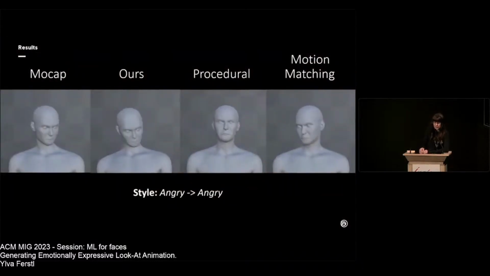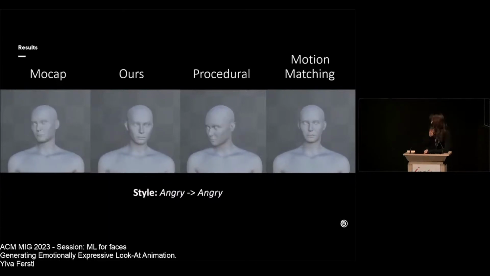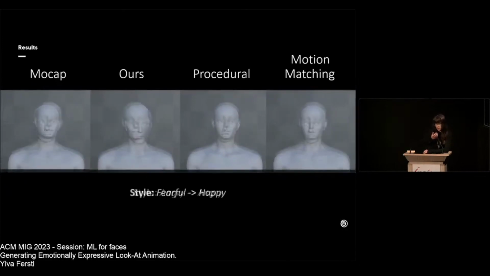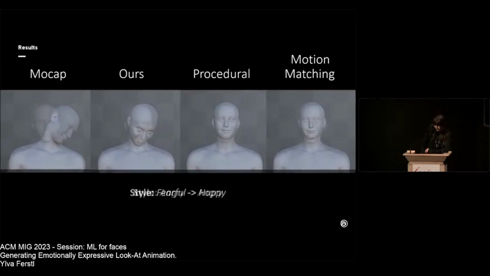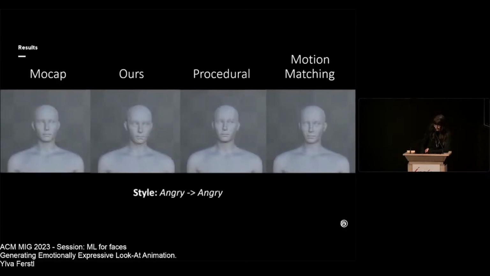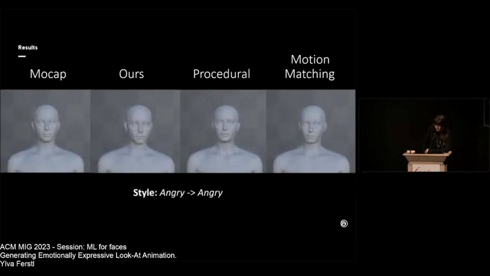First, here we have an example of angry to angry, so angry engaging and angry disengaging style. You can see in the mocap that its key characteristics are a very jerky motion as well as a disapproving downward nod at the target. I hope you can see that our model reproduces it quite well, also producing the same jerky motion and downward nod at the target.